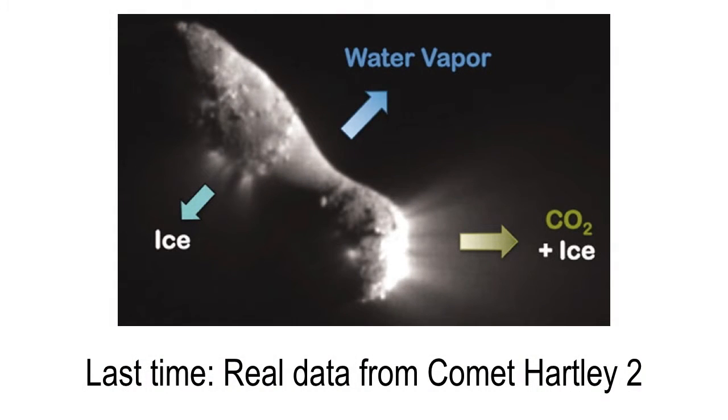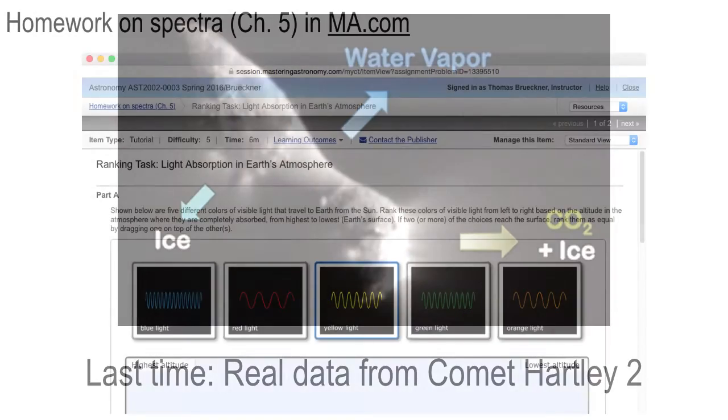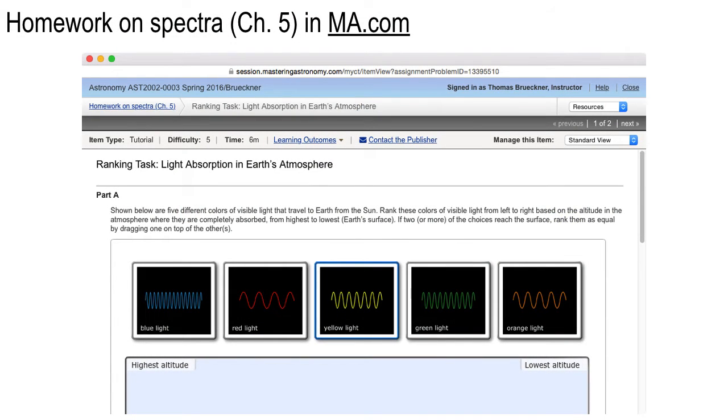of motion. And last time we talked about this particular comet, Hartley 2, and the different spectra and what they looked like in a real research paper, a real astronomical paper, and how they identify the different things that are in the comet and stuff that's boiling off the surface, as you can see in this image.